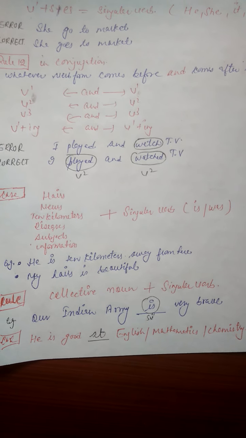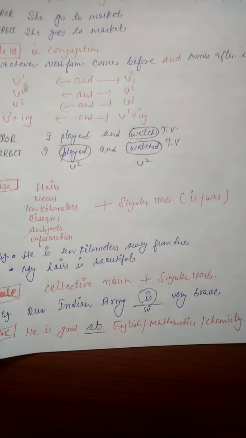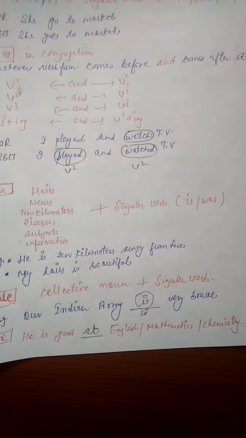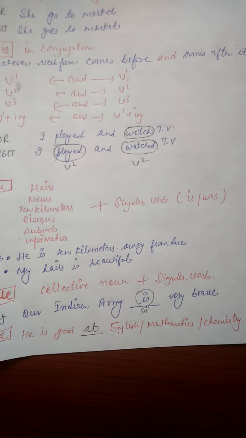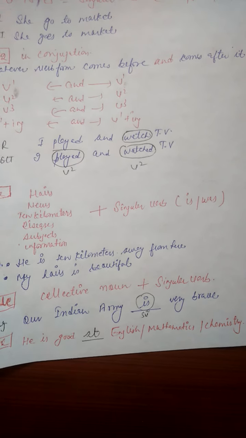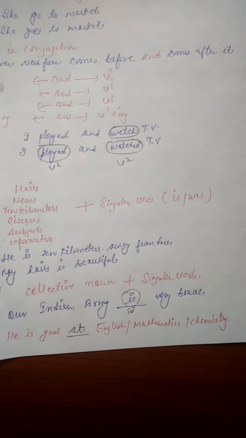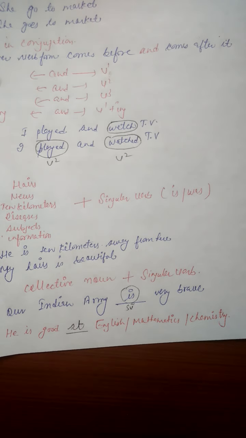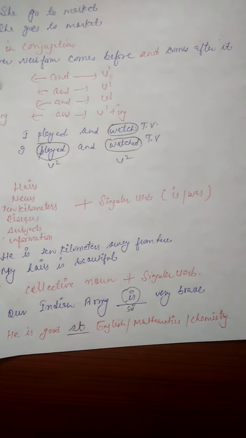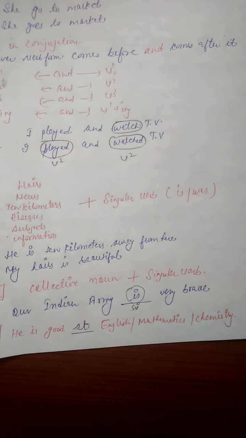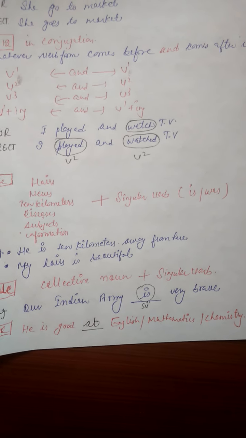And when talking about collective noun, we use singular verb. For example, our Indian army is very brave. So army is collective noun, Indian army. So we'll not say 'are', we'll say 'is', because with collective noun we use singular verb.